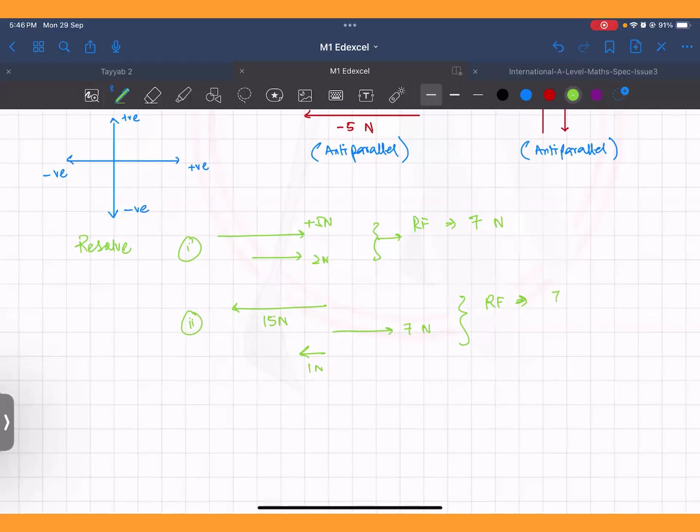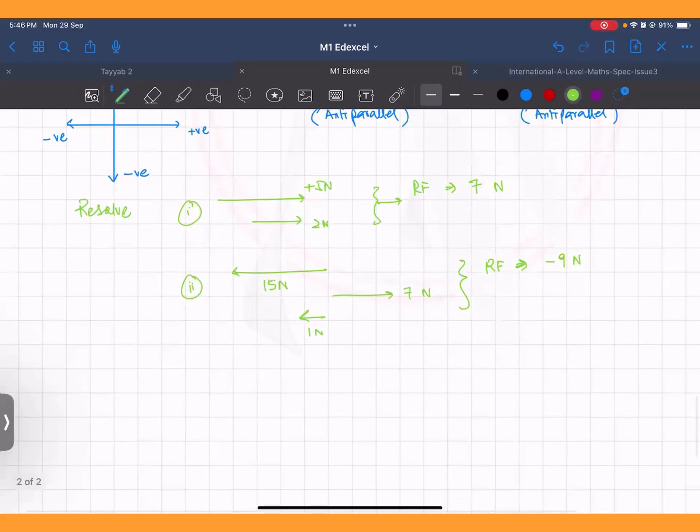Yes, you can either write 9 Newton to the left, or you can simply write minus 9 Newton. The minus will now denote that the direction of the force is negative, which is the left side.